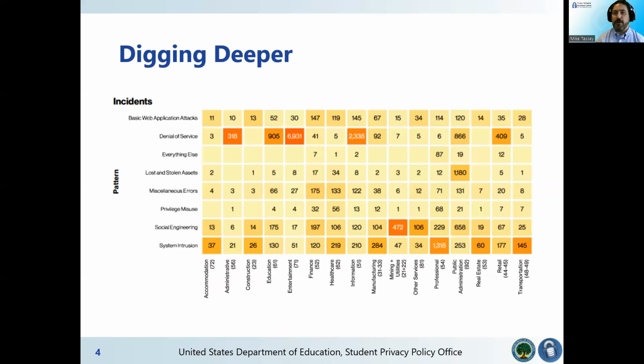Education here is the fourth column from the left on the screen, and as you can see, immediately some patterns start to jump out as we look at the numbers of incidents and their root causes. When we're talking about incidents in general, remember this is inclusive of all types of incidents. And so there's definitely a couple of big hitters here. We can see the number of incidents involving social engineering and system intrusion, hacking. But the elephant in the room here is clearly denial of service with 900 plus instances.